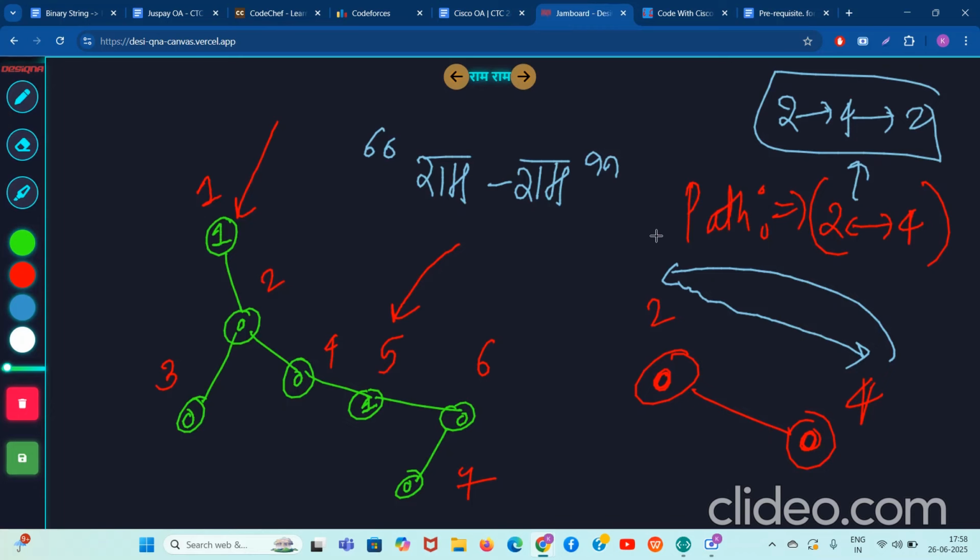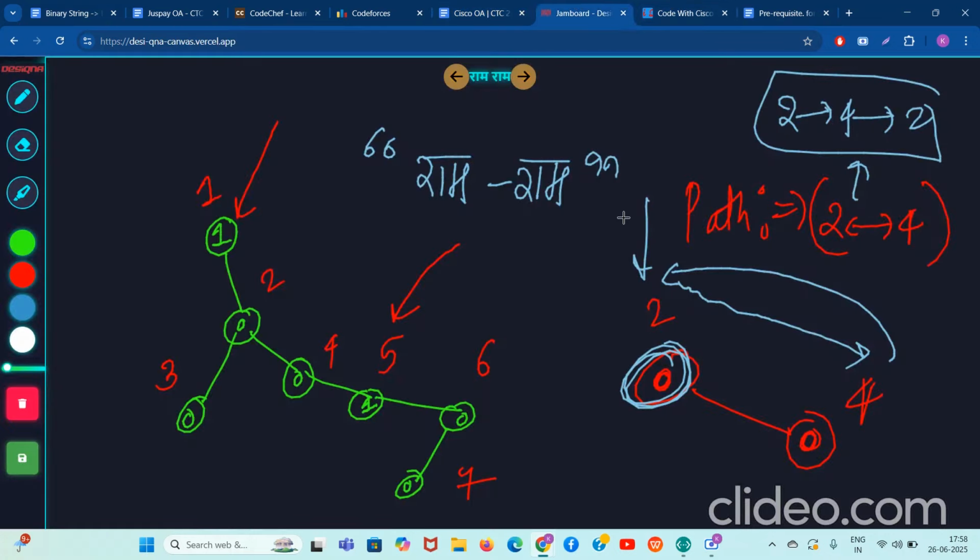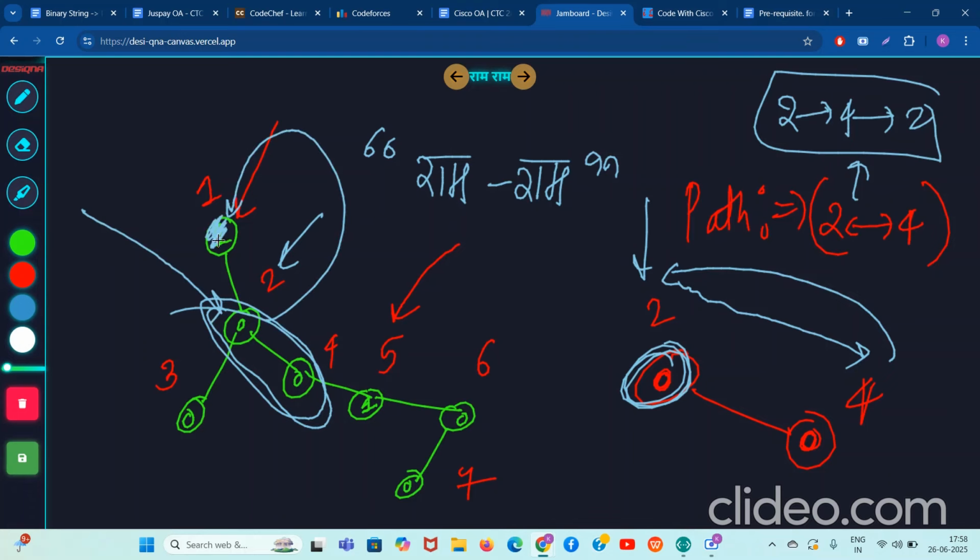See, when I'm at node number 2, they told us that you can collect any coins, which are nothing but of value 1. You can collect any number of coins which are at a distance of 1 from any node in the path. So when I'm on node 2, my path is the blue color. In this blue path, when I'm at node number 2, I can take this one coin, because it is at a distance of 1. And when I go from 2 to 4, I am at node 4, so I can pick up the coin of value 1 from node 5, because the distance between 4 and 5 is 1.